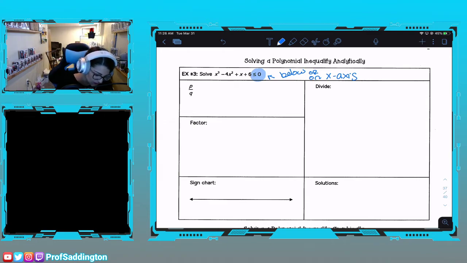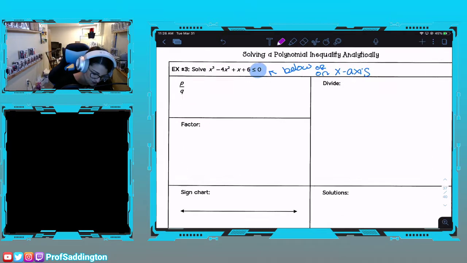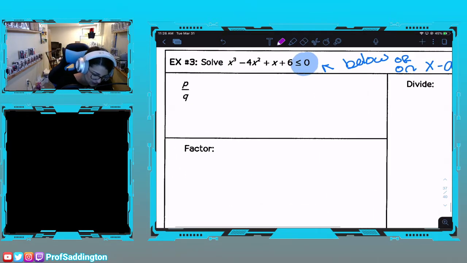So there's a few different ways that we can find roots from here. We can do factor by grouping. This is kind of leaning us towards a P over Q method. So if we recall, the p-values come from the constant. So all the factors of 6 would be like plus or minus 1, plus or minus 2, plus or minus 3, plus or minus 6.